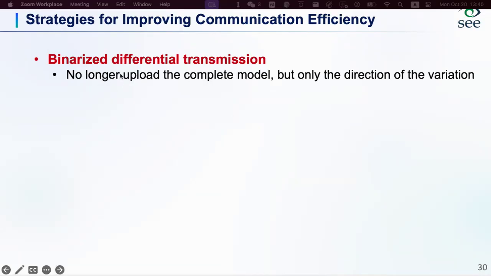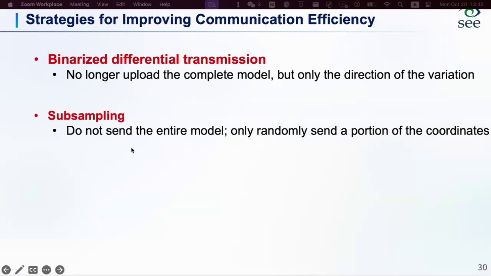The first one is to minimize the difference transmission. The core idea is no longer to upload the complete model, but only to show the direction of the variation. This saves bandwidth, has more stable convergence, and is also stable for federated training under large-scale scenarios. The second strategy is sampling. We don't send the entire model, only randomly send a portion of the coordinates. For HDC, due to its distributed representation, it can still function even when some dimensions are missing, making it particularly stable for this kind of acceleration method.